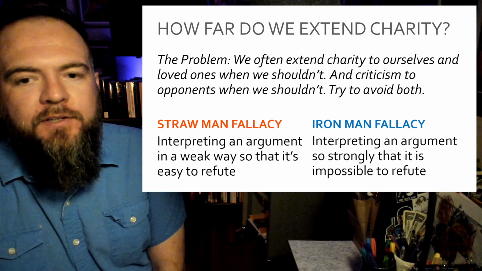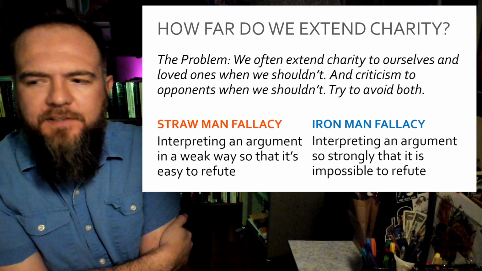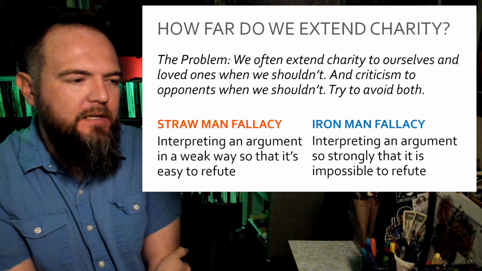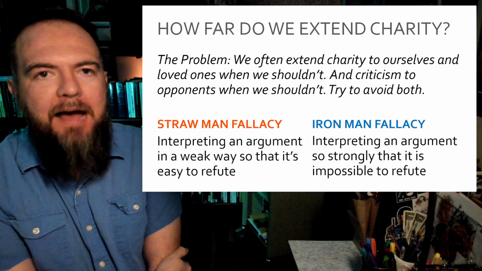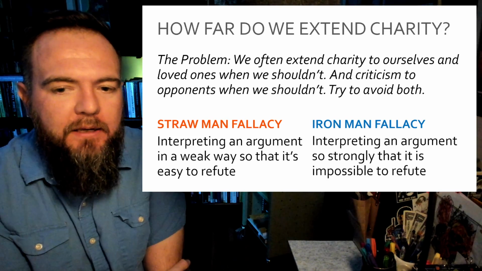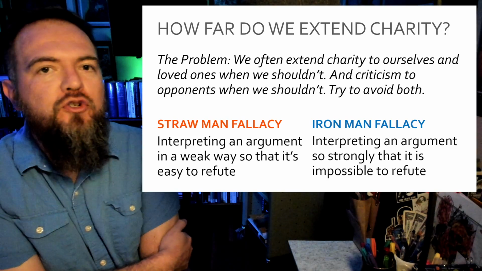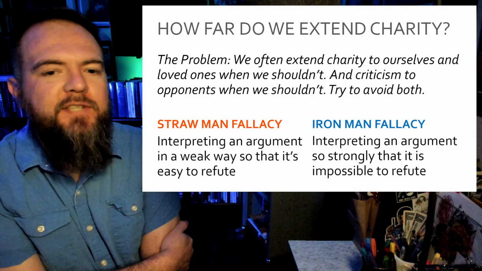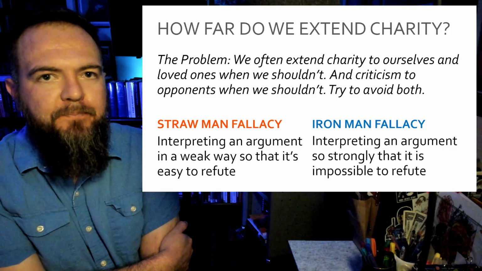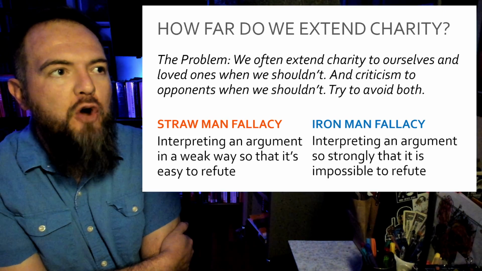But on the other side, and this is less common, but it does still happen, is the Iron Man fallacy. This is the fallacy or the mistake of interpreting an argument so strongly that it's impossible to refute. So instead of wrestling a straw man that's easy to defeat, when you create an Iron Man, you're creating something that's unassailable, that there are no mistakes in.